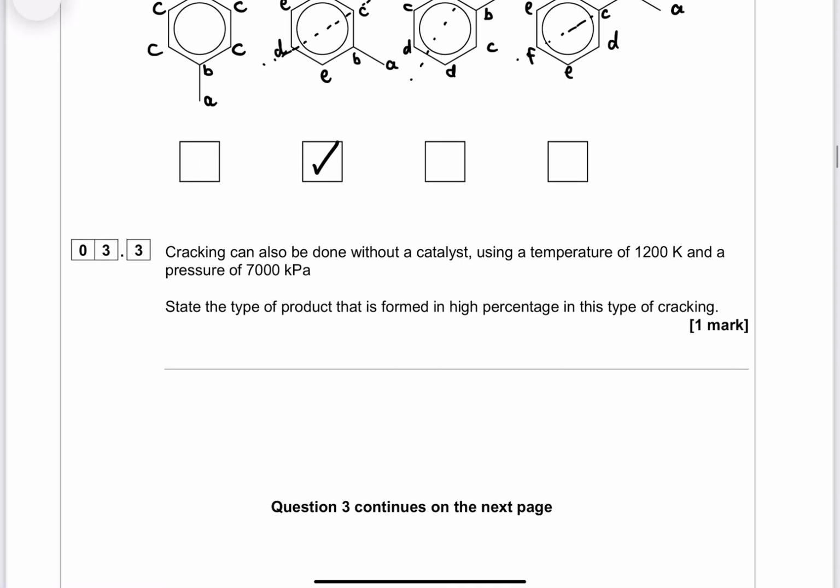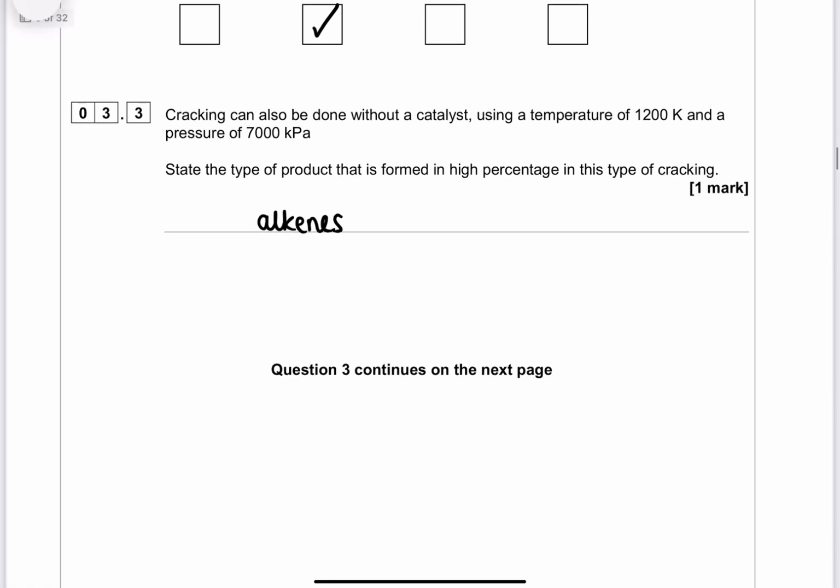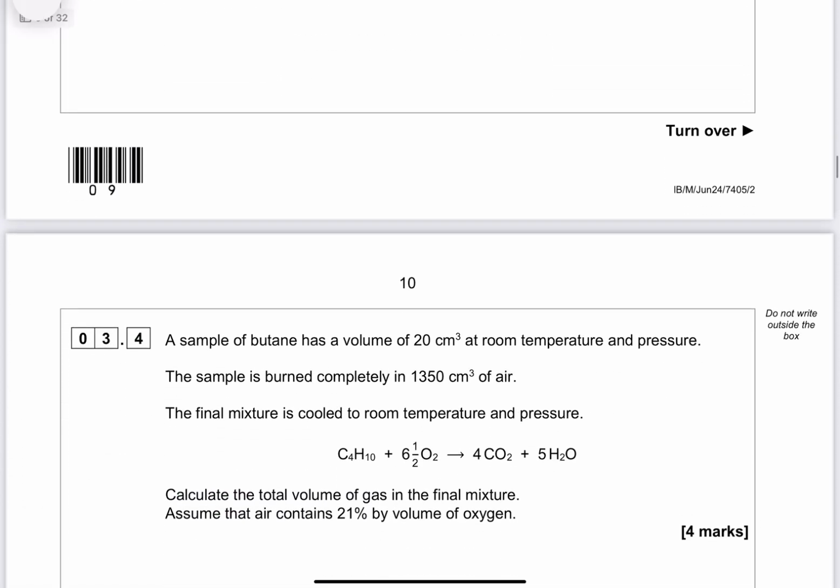Cracking can also be done without a catalyst, high temperature, high pressure. State the type of product formed in a high percentage. When you do thermal cracking, you get a high percentage of alkenes and some alkanes. So lots of alkenes for polymers and some alkanes for fuels.